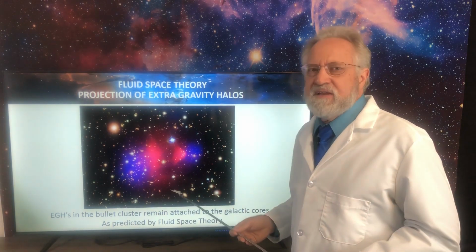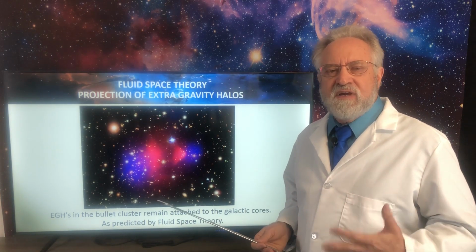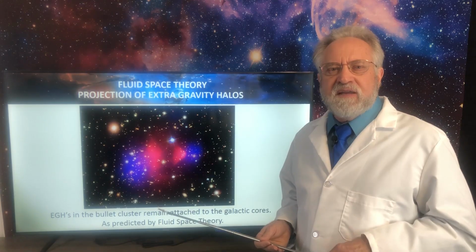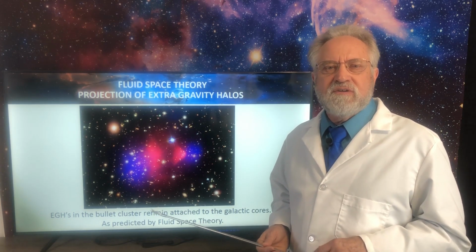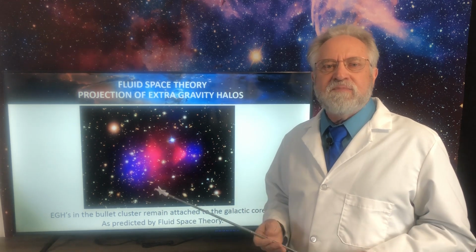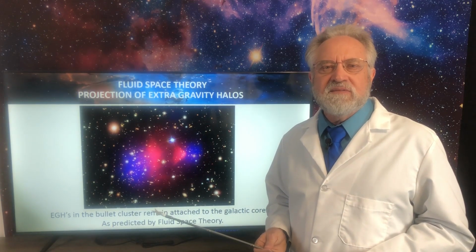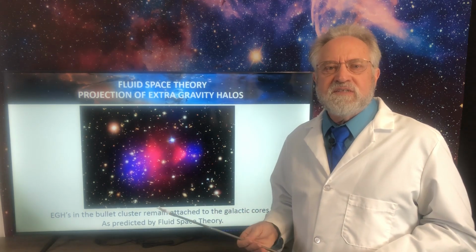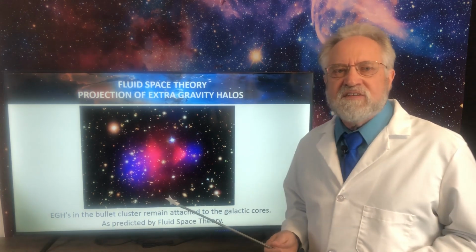So this is another way that MOND could be improved, because there's no way that Milgrom could have realized back in the 80s that only the galactic cores contribute to the dark matter effect and that the small bodies don't. And that had to be learned by going beyond Einstein with fluid space theory. So fluid space theory offers some pointers that can improve the effectiveness of MOND.